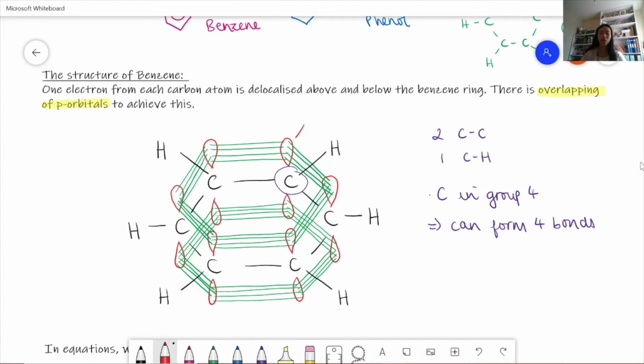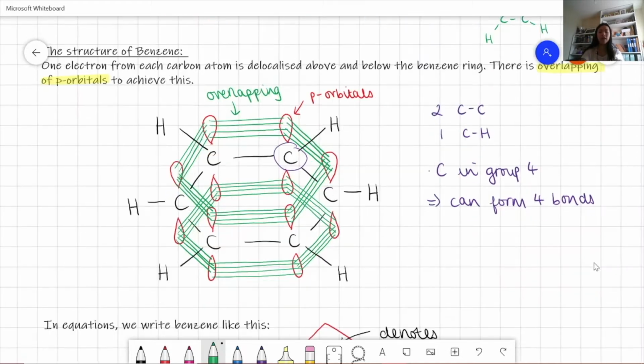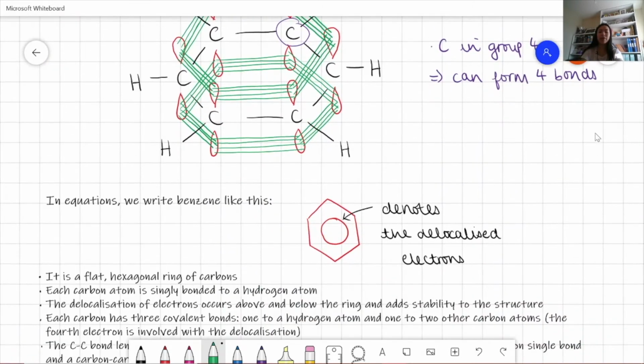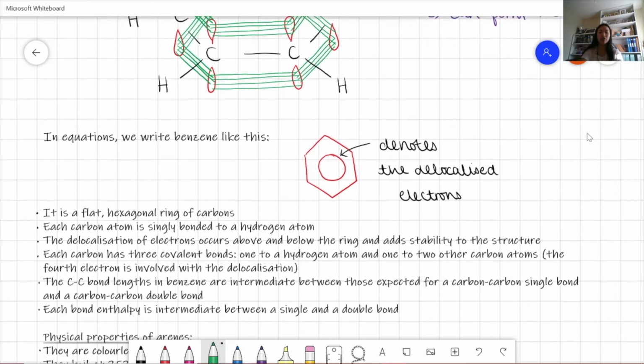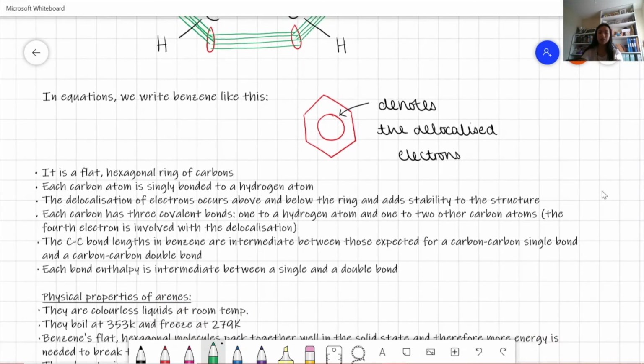Here, all of these red shapes are the p orbitals, and what the green lines indicate is the overlapping of these orbitals. And so in equations, we write benzene like this. We use the structural formula, and the circle actually denotes the delocalized electrons.